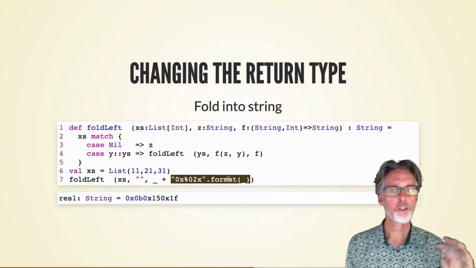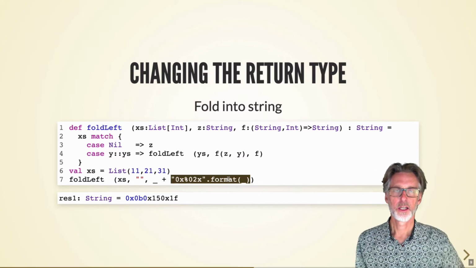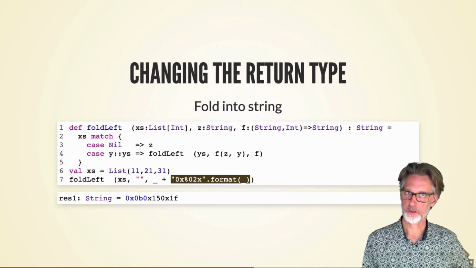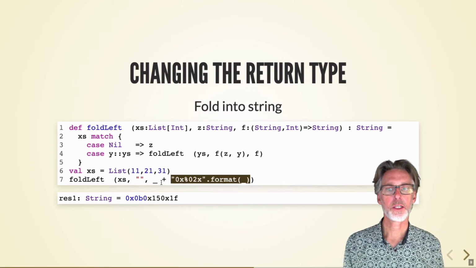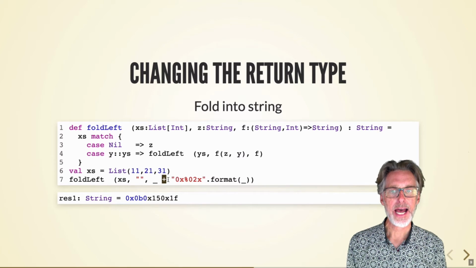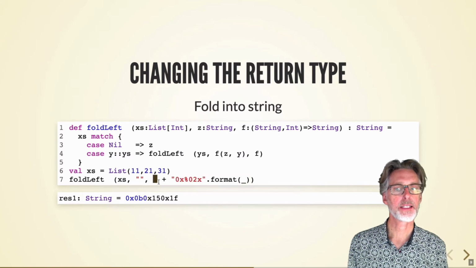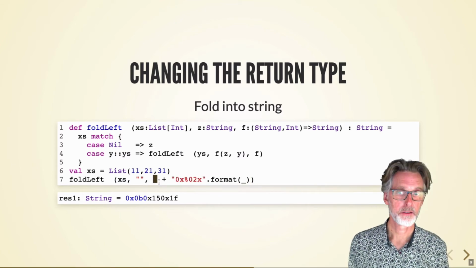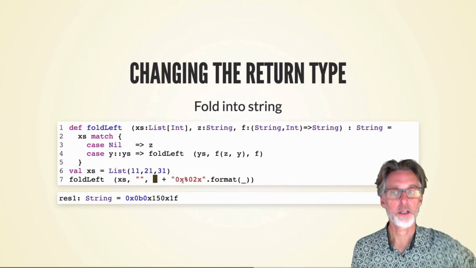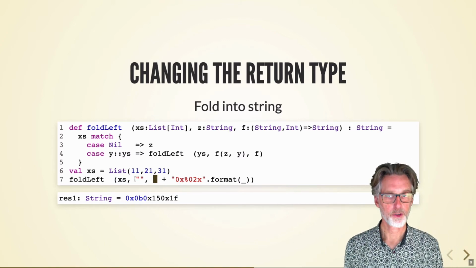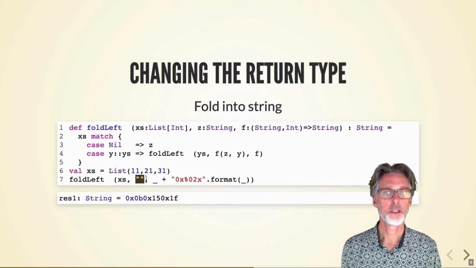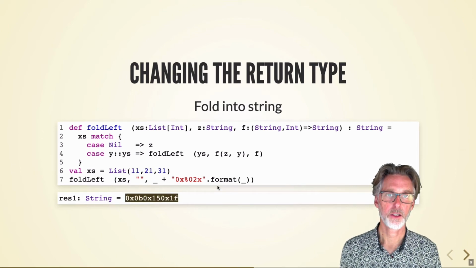But in this case, I don't want to just convert a single integer to a string. I want to convert the entire list of integers to a string. So what I'm going to do here is use string concatenation to add a new integer format into an existing or accumulated string. So we'll accumulate this string going forward. I'll start with the empty string. Then we'll add in the string corresponding to 11. That's 0B0. Then we'll get 21. Then we'll get 31. And we end up with the resulting string here.